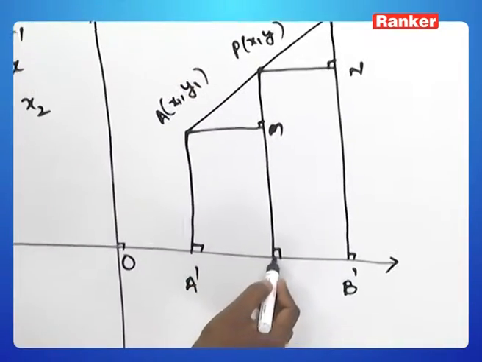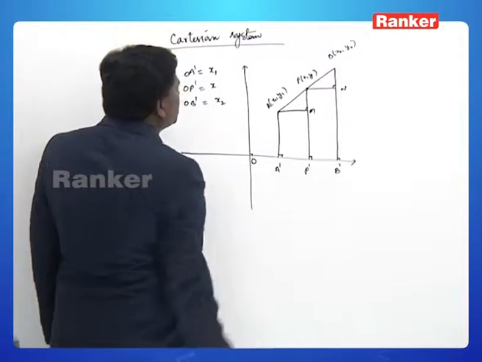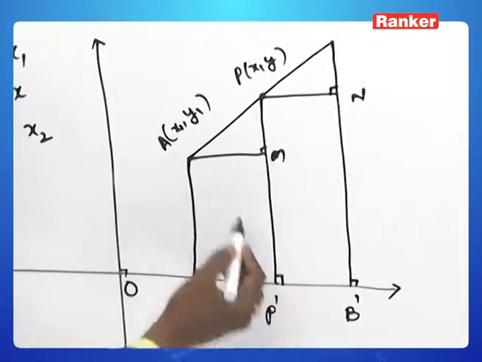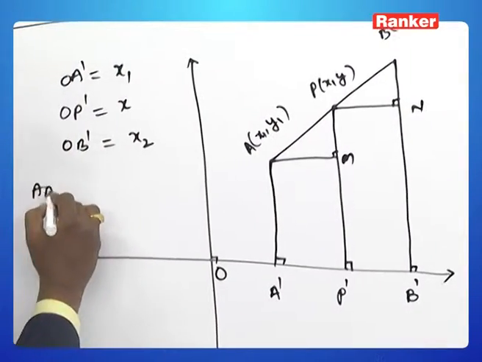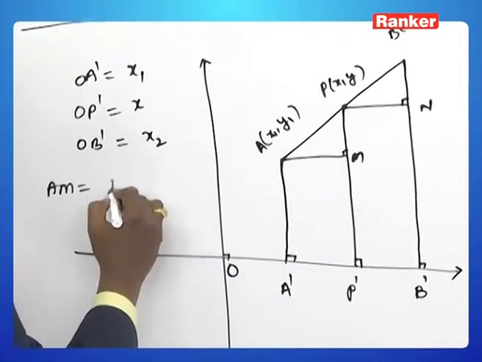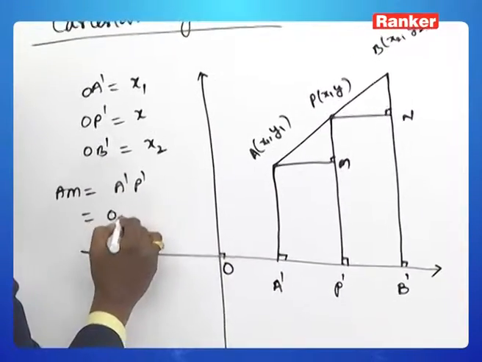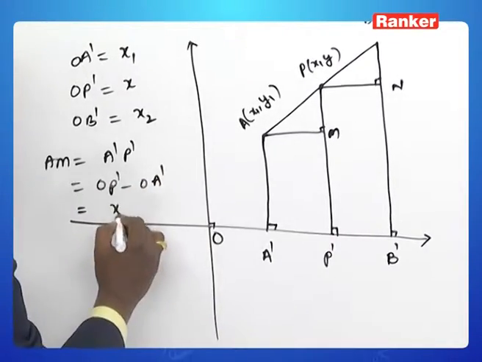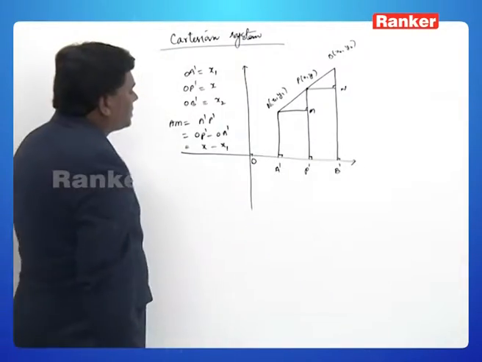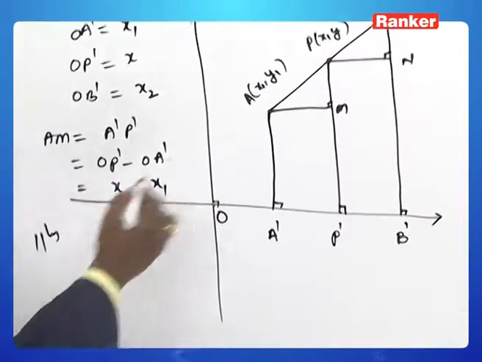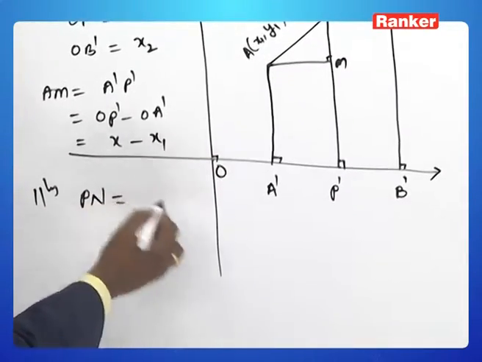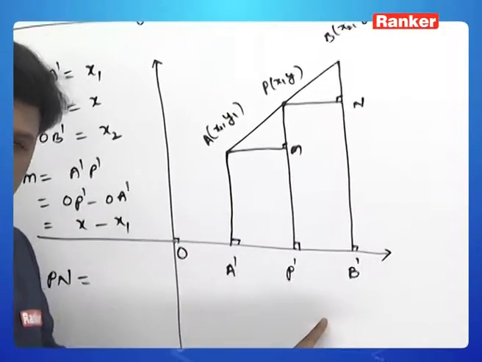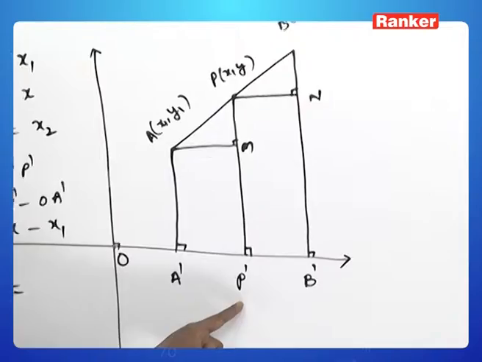Now A dash P dash is equal to AM here. Therefore, AM, which is nothing but A dash P dash, is nothing but OP dash minus OA dash. This OP dash is x, so it is x minus x1. Similarly, we can calculate PN also. This PN is equal to P dash B dash. This P dash B dash is equal to OB dash minus OP dash.